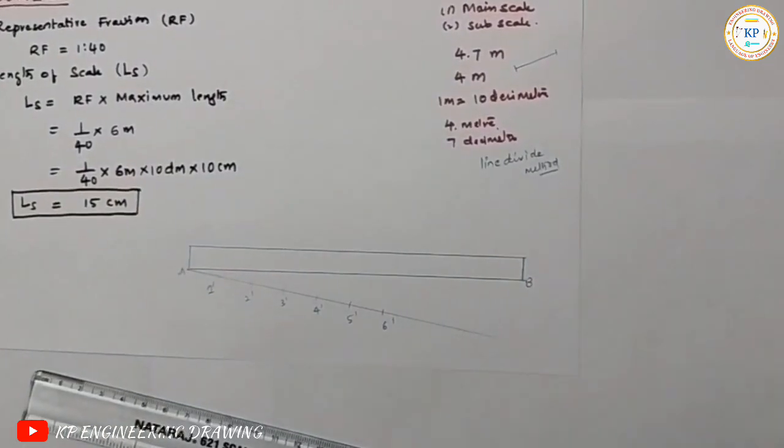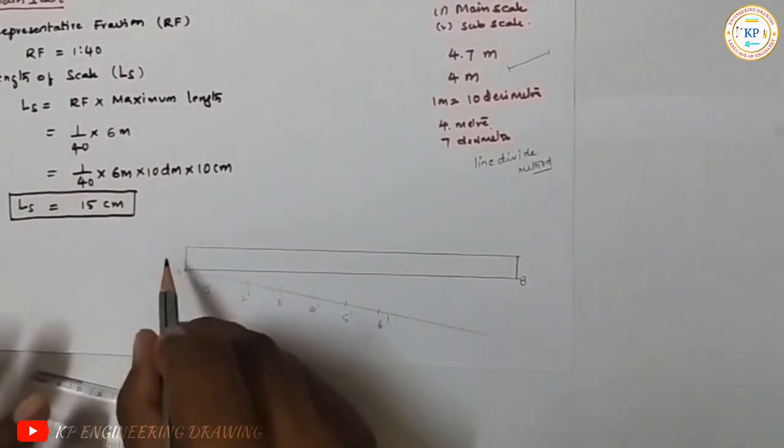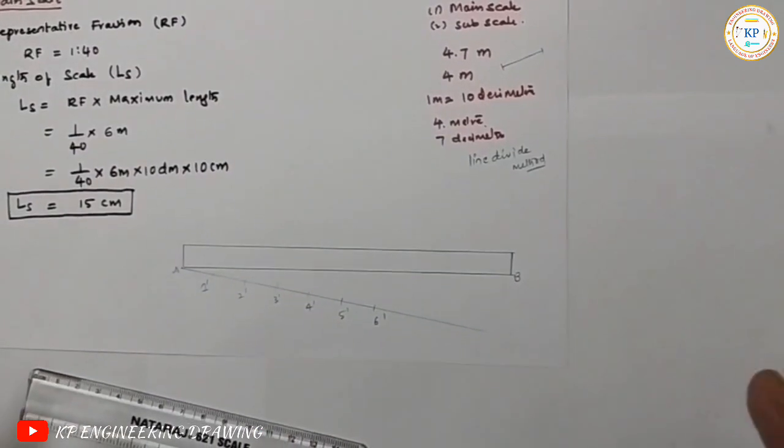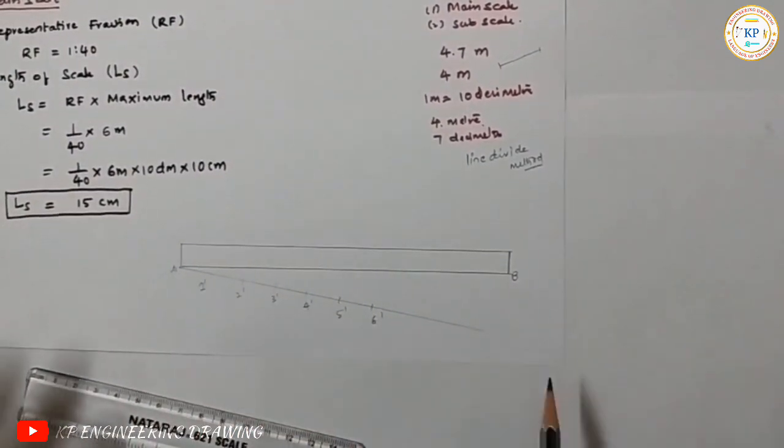And always remember that whenever you draw a scale, the main scale should be drawn with an H pencil, that is dark, and everything remaining is construction part.